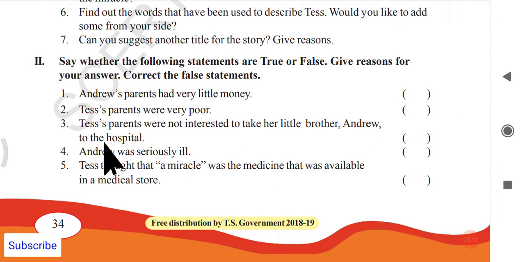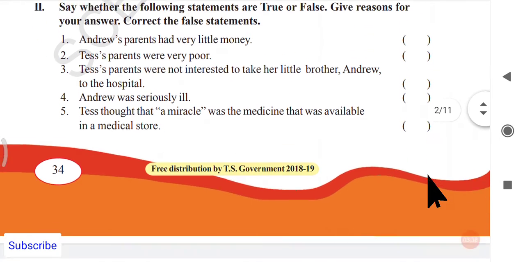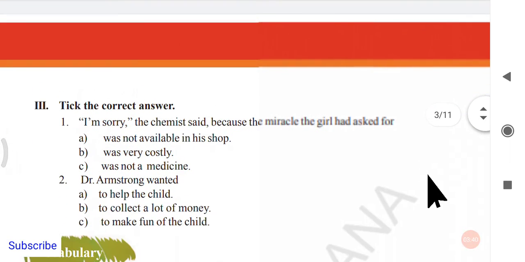Okay, next, Tess's parents were not interested in taking her little brother Andrew to the hospital. No, this is false. They were very much interested in taking Andrew to the hospital, but they didn't have enough money. Next, Andrew was seriously ill. Yes, true, he was seriously ill. Next, Tess thought that a miracle was the medicine that was available in a medical store. Yes, that is true.